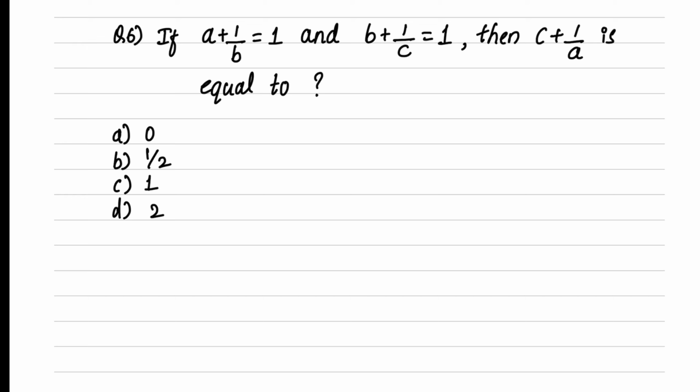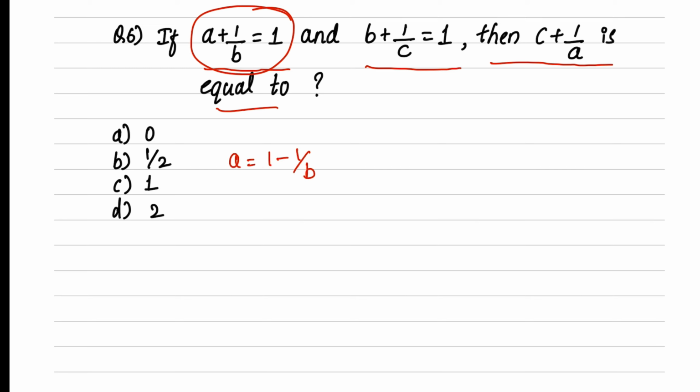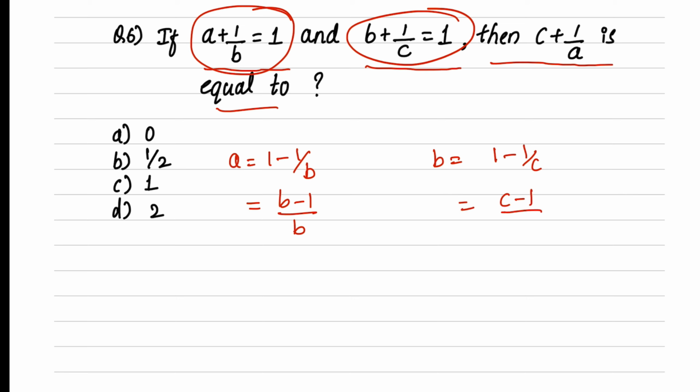See the sixth question. If a plus 1 by b equal to 1 and b plus 1 by c equal to 1, then c plus 1 by a is equal to. Now I will write this as a equal to 1 minus 1 by b. This one I will write as b equal to 1 minus 1 by c. So it will be (b minus 1) by b, and this will be (c minus 1) by c. So this is equation 1, this is equation 2. Now substitute 2 in 1.